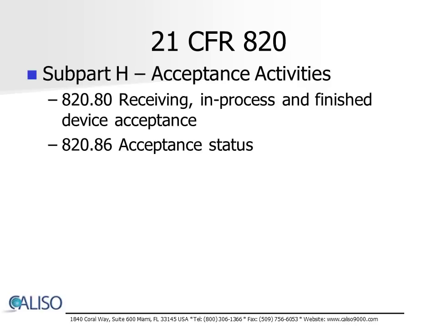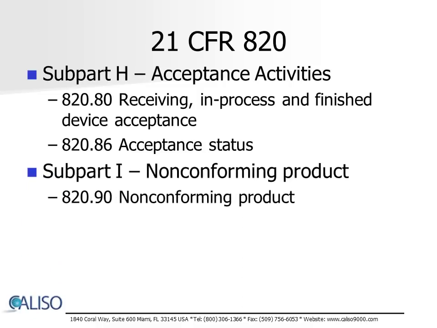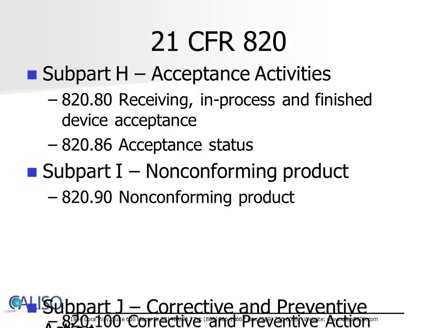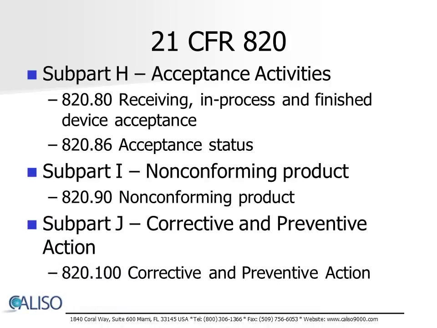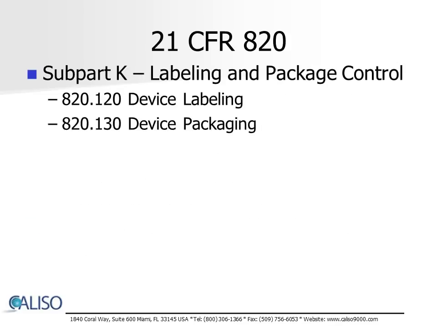Subpart H, Acceptance Activities, which includes receiving, in-process, and finished device acceptance, as well as identification of acceptance status. Subpart I contains the requirements for non-conforming product and how they are managed. Subpart J contains the requirements for corrective and preventive action. Subpart K, Labeling and Package Control. This section speaks directly to the requirements for not only device labeling, but also device package labeling.